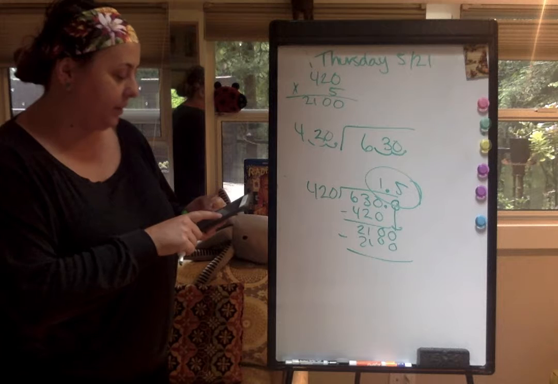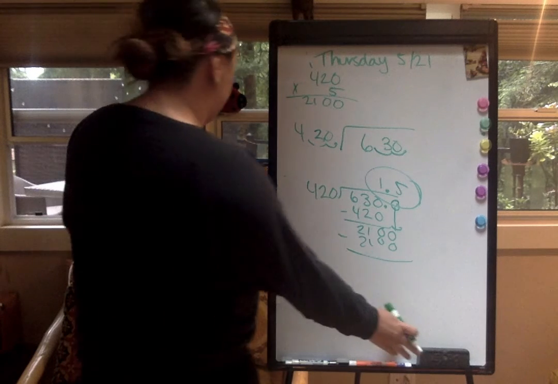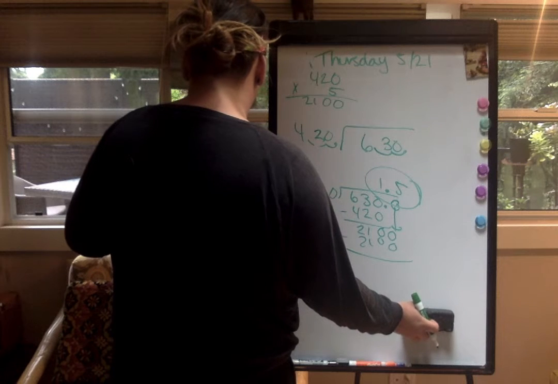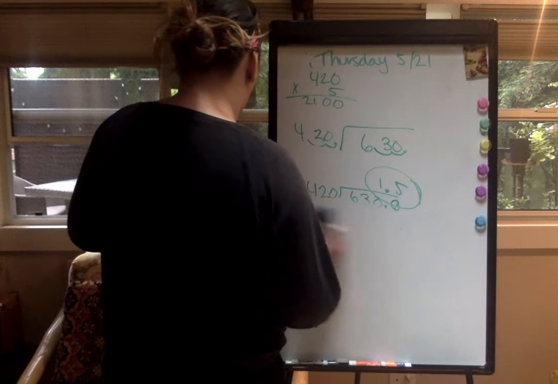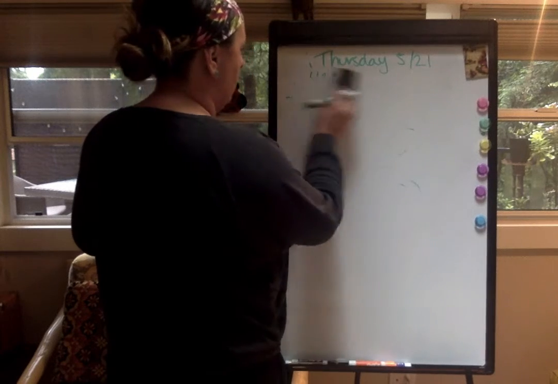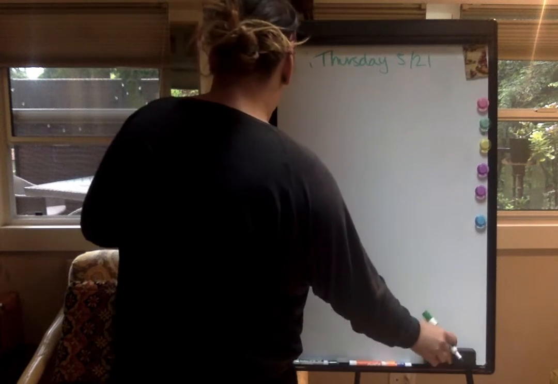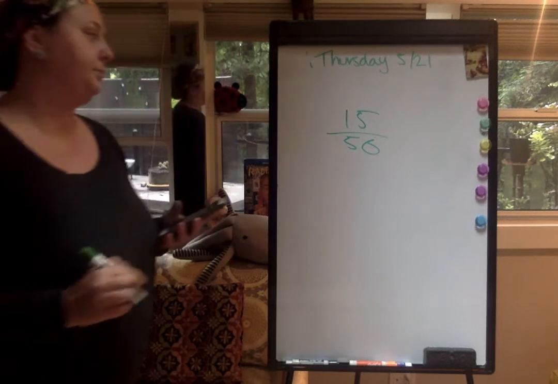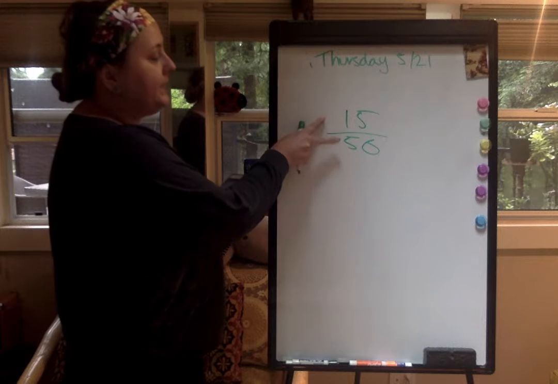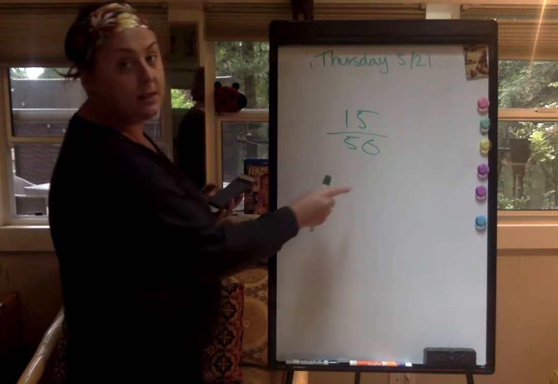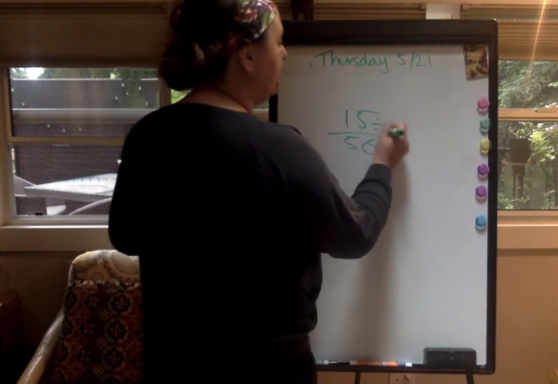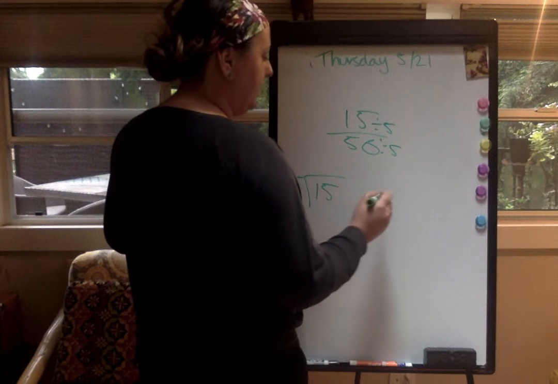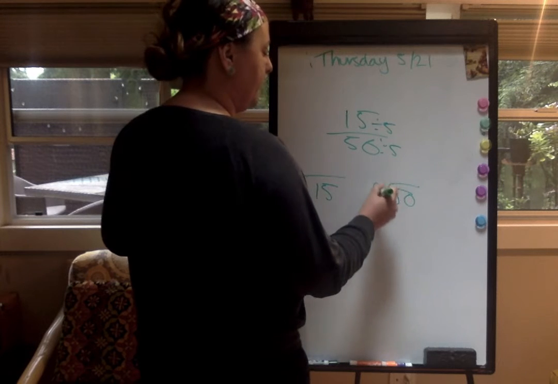Doesn't change the value. All right, we're going to simplify the fraction. 15/50ths. So 15 fiftieths. Okay. Now think, what can I put into each of these? Well, it ends in a 5 and it ends in a 0, so that lets you know that you can divide both by 5. So 15 divided by 5 and 50 divided by 5.